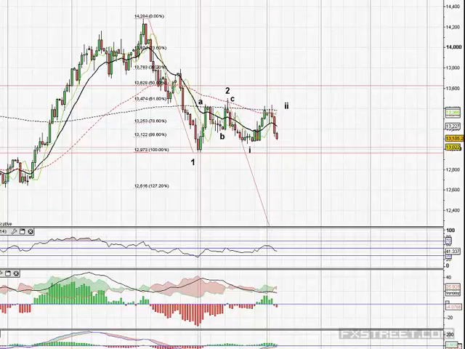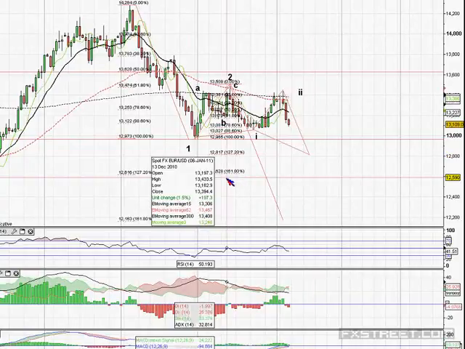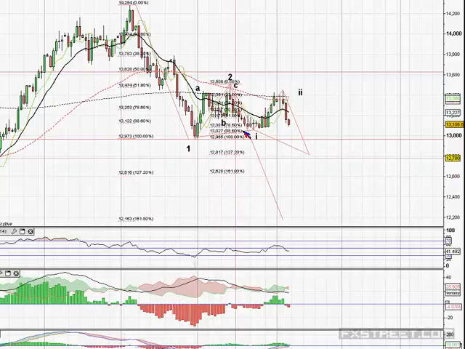The pack is basically saying you could get a butterfly buy on this euro dollar. I'm assuming this is what we're looking at. Tell me if I'm wrong, Prakash. And it's staying inside as well. Is that what we're talking about? So that would be a butterfly buy signal.